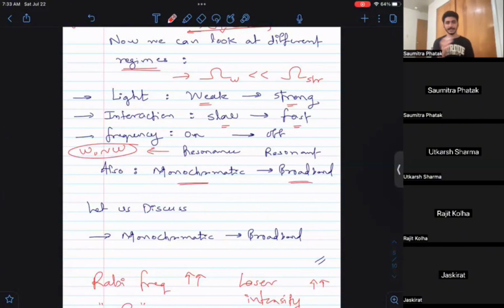So what we are going to consider in the last 10-15 minutes of this lecture: I want to compare two regimes. We can consider the incoming light to be monochromatic, which is a single frequency, so omega is a single frequency, or we can consider that the incoming light is a combination of different frequencies or has a width of frequencies.